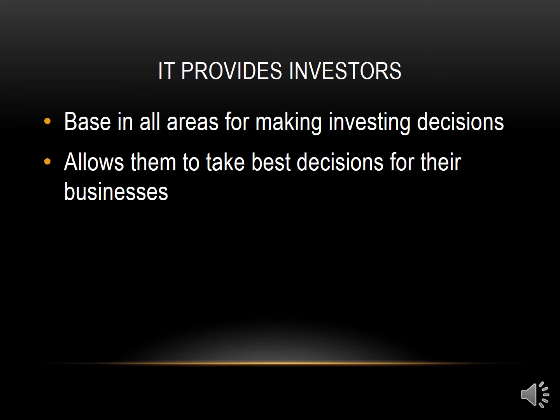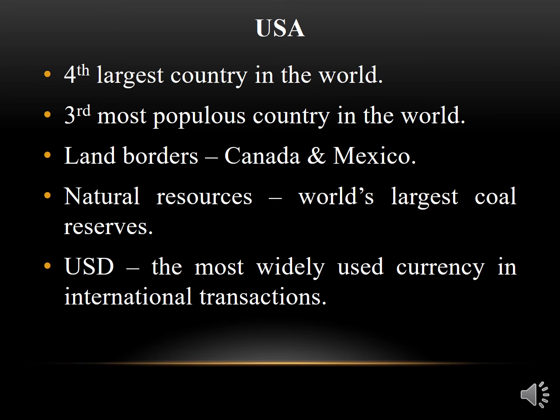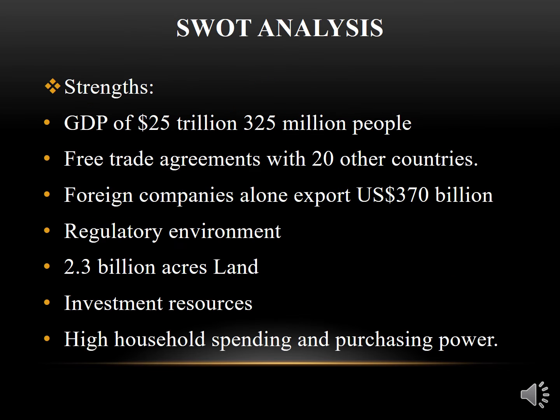SWOT analysis of the US. Strength. The US offers the largest consumer market on earth with a GDP of 25 trillion, having a population of almost 325 million people. Household spending is the highest in the world, almost having one third of global household consumption.